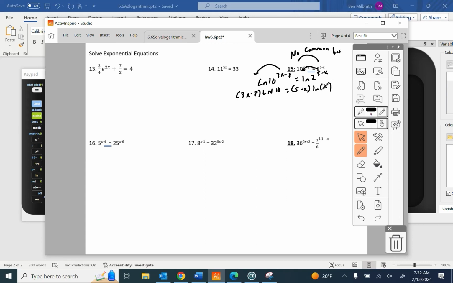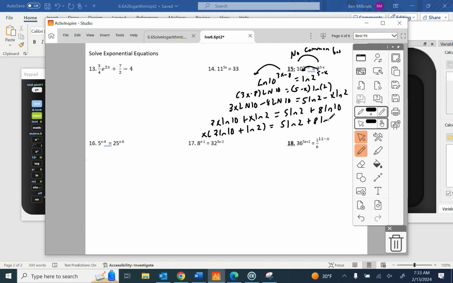Now we're going to do what's called the distributive property. 3x ln 10 minus 8 ln 10 equals 5 ln 2 minus x ln 2. Now I'm going to get everything with an x on one side and everything else on the other. So 3x ln 10 plus x ln 2 equals 5 ln 2, which moves over, plus 8 ln 10. I'm going to factor: x times 3 ln 10 plus ln 2 equals 5 ln 2 plus 8 ln 10.